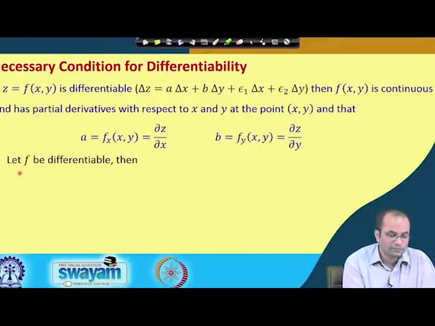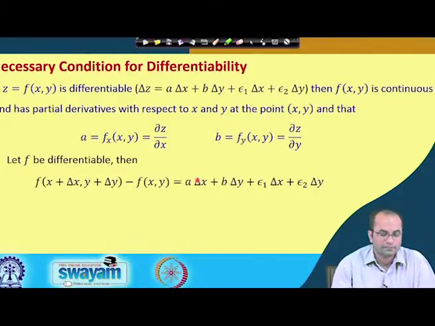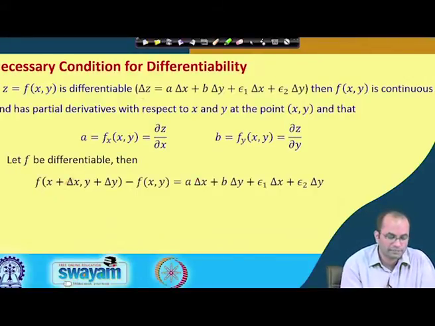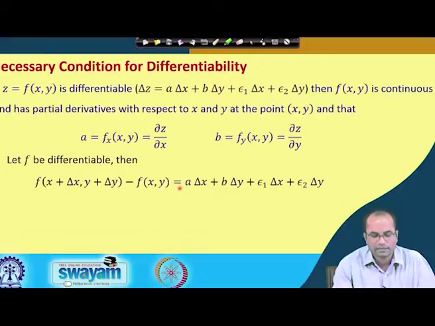So, let us prove this. If we assume that this f is differentiable, that means we can write down this delta z here, which is, we have made an increment delta x and delta y in x and y, and this difference is nothing but the delta z. So, delta z we can express as a delta x plus b delta y plus epsilon 1 delta x plus epsilon 2 delta y, the definition of the differentiability.